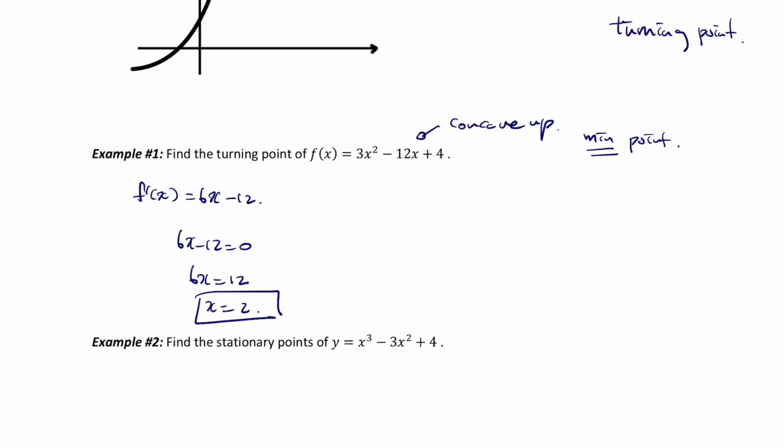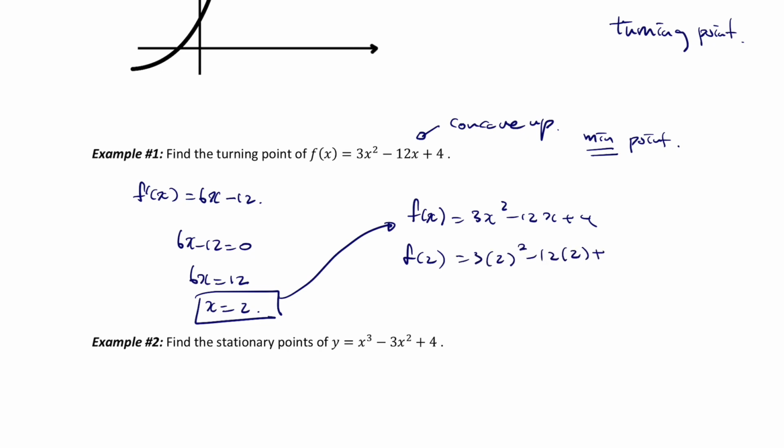Then we can substitute this back into the function f of x. So we can do f of 2. We are substituting this. So f of 2 equals 2 squared minus 12 times 2 plus 4, which equals negative 8. So we can say that the turning point has the coordinate of 2, negative 8.